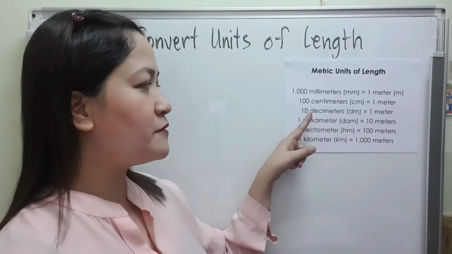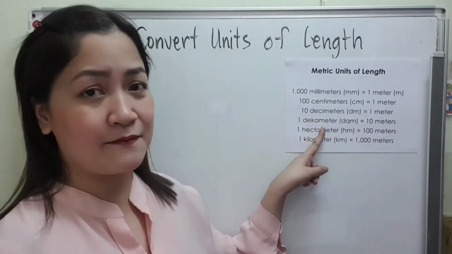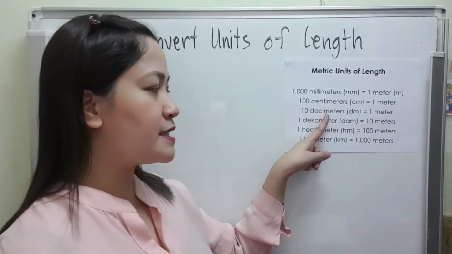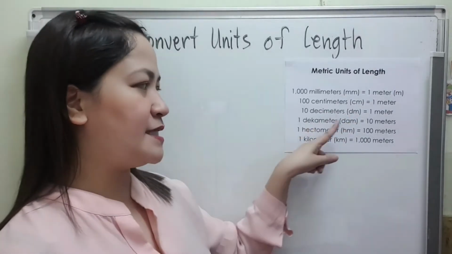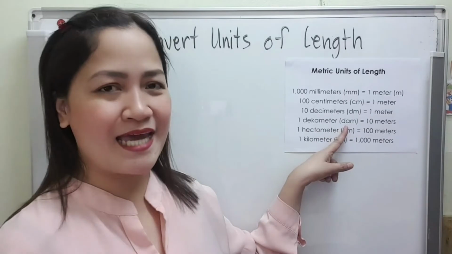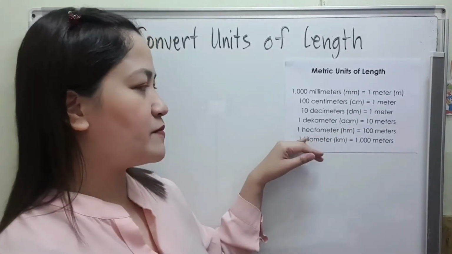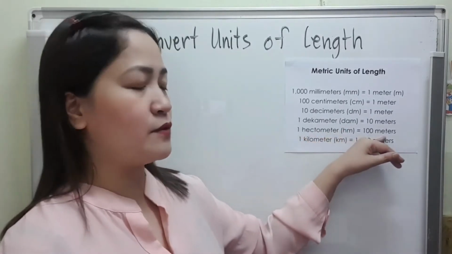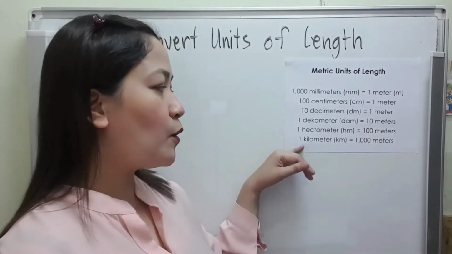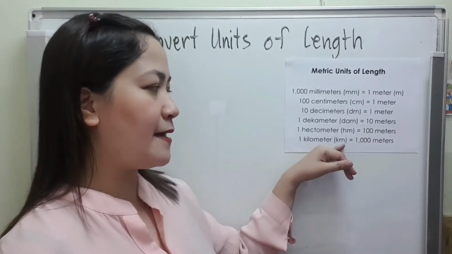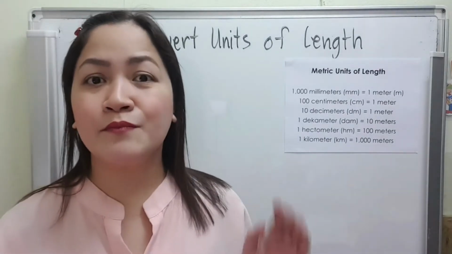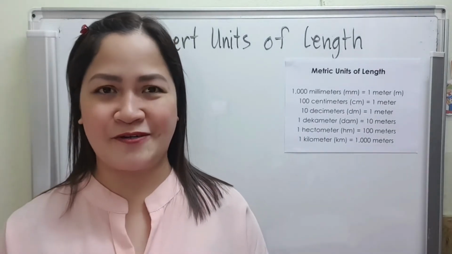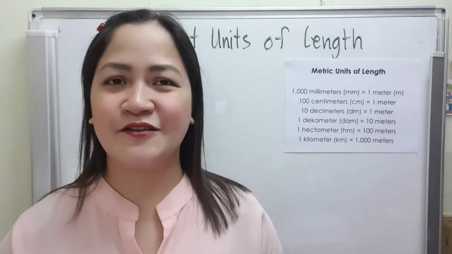Please do not get confused with decimeters and decameter. Decimeters is abbreviated with dm, while decameter is abbreviated with dam. 1 hectometer or hm is equal to 100 meters, and 1 kilometer or km is equal to 1,000 meters. I know you are familiar with most of these units of measure. Now let us start converting.